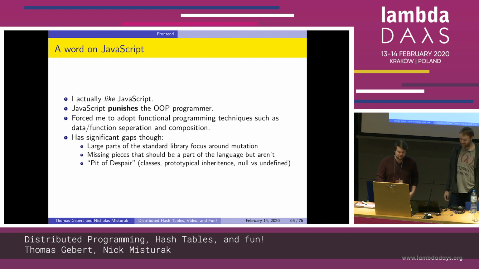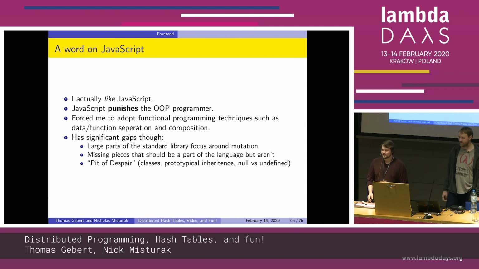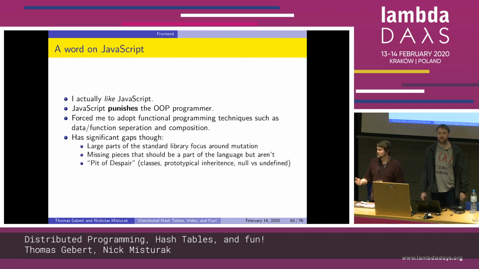So yeah, and then there's the thing that I call the pit of despair, which is anyone who touches these features is just completely screwed. There's no way to do them right. There's no way to write clean code with this. If you touch classes, prototypical inheritance, or you acknowledge the existence of null in the language, you're writing code that's going to bite you later.